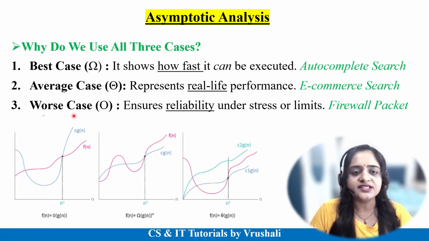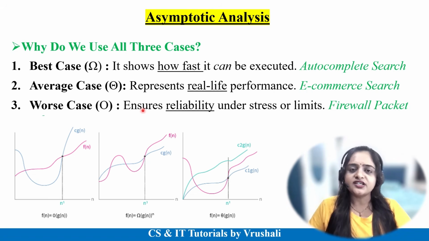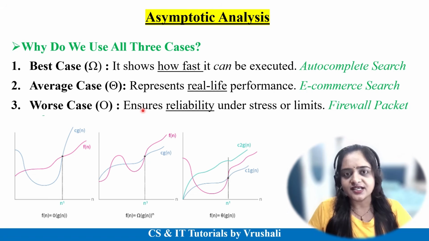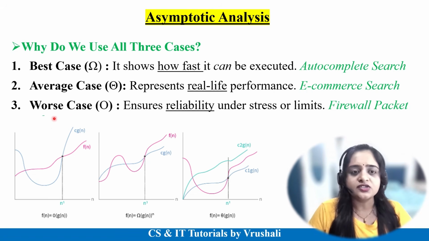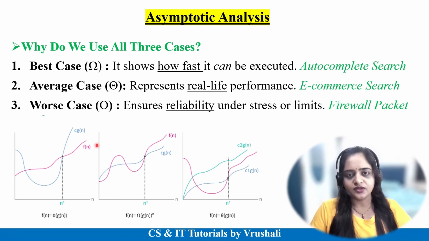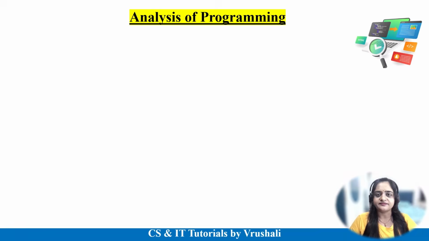Again, the next one is the worst case. Worst case generally ensures the reliability, or checks the stress testing or system testing of your application, which is called the worst case. See here in this diagram, f of n, that is function of n, the number of inputs is large. So their performance is slower as compared to Cg of n, right? So they indicate the worst case of your program, which is called asymptotic analysis.